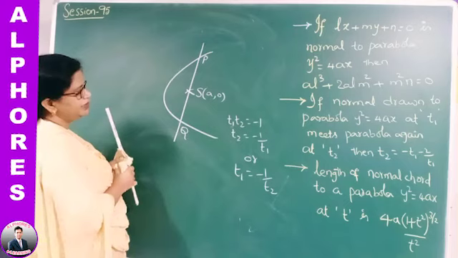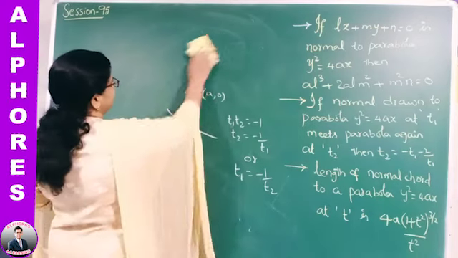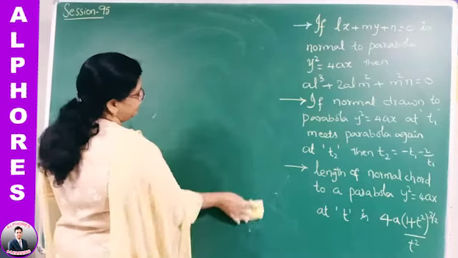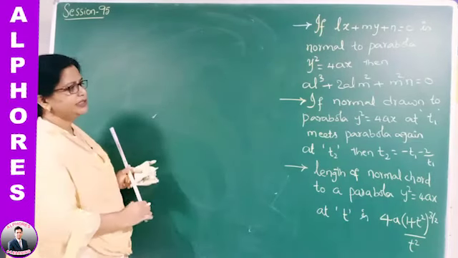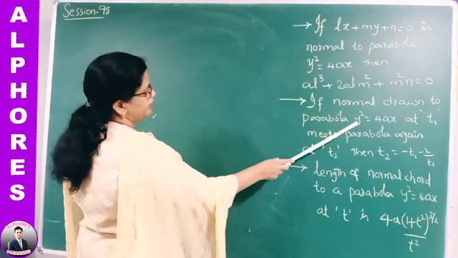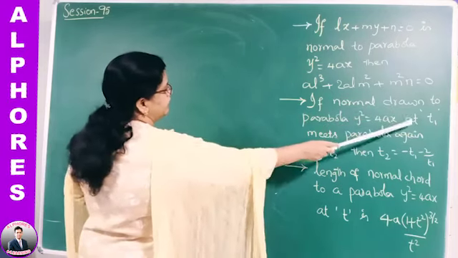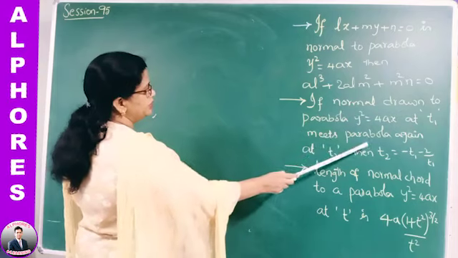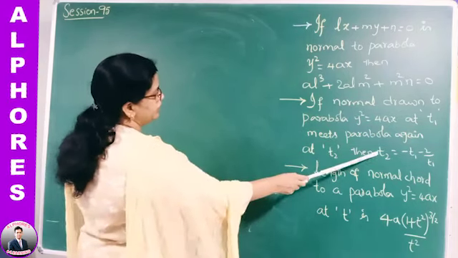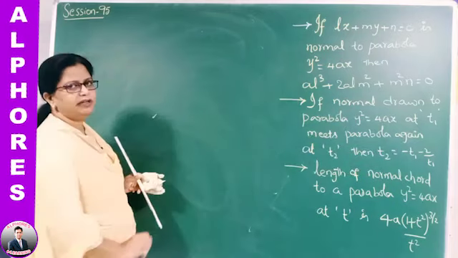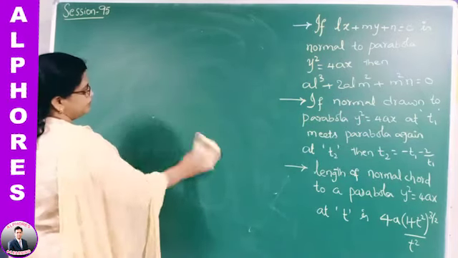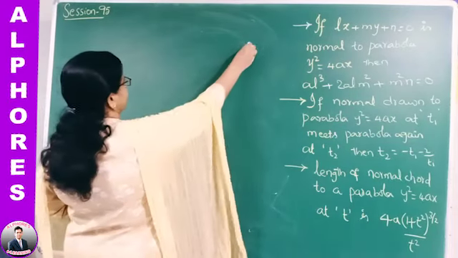Okay, so let us observe now. Suppose a normal is drawn at one end T, then where does it meet the parabola exactly? Okay, so this is the formula. If the normal drawn to the parabola y square is 4ax at t1 suppose, then it meets the parabola again at a point t2, then t2 is nothing but minus t1 minus 2 by t1. Okay, so how is the proof? Let us observe. Very few steps actually.